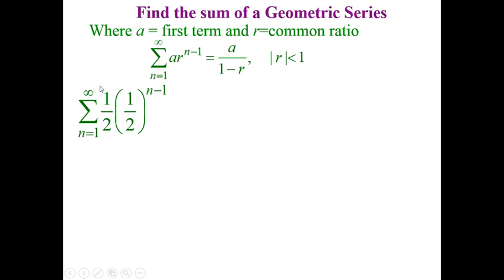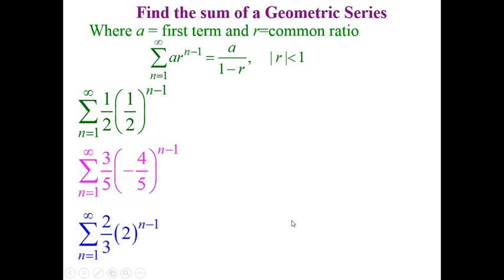So let's say that we do have something like this. A1 is obviously 1/2, and the common ratio is also 1/2. So you see the series like this is always considered convergent. And also this one right here, the common ratio is negative 4/5, putting the absolute value, it's less than 1. So also the series is considered convergent. But for this one right here, 2 is greater than 1, so the series would be considered divergent.